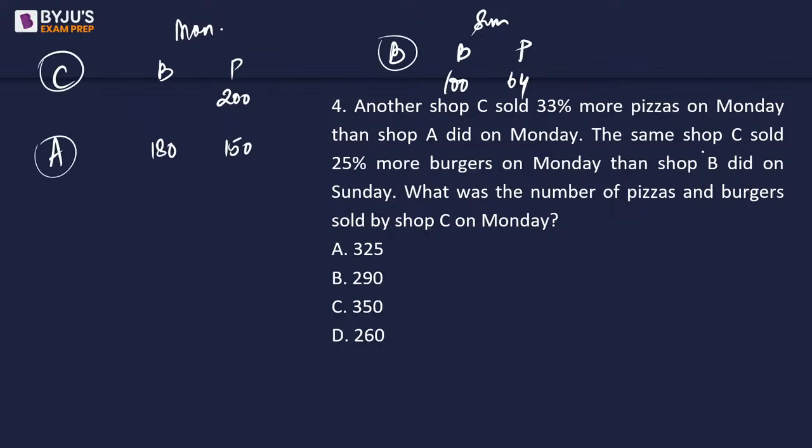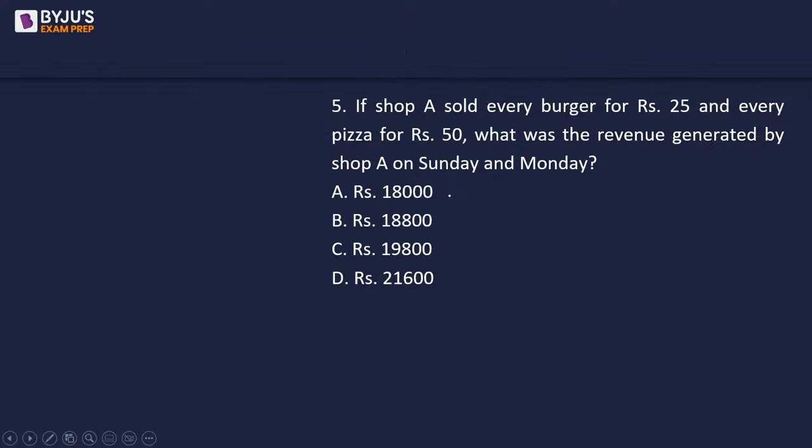So the question says shop C sold 25% more burgers on Monday than shop B did on Sunday. So in terms of burgers, 25% of 100 is 25, so we will have 125 here now, burgers on Monday for shop C. So what was the number of pizzas and burgers sold by shop C on Monday? The sum is going to be 325. 125 plus 200, right?